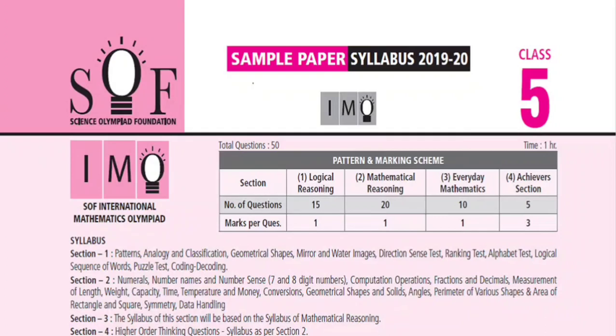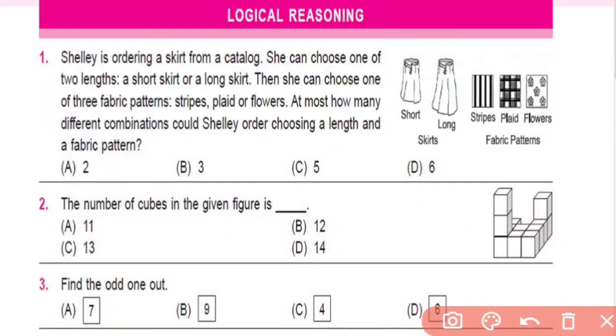Today we will solve a sample paper of IMO for class 5. There are 4 sections: first logical reasoning, second mathematical reasoning, third everyday mathematics, and fourth achiever section. First section is logical reasoning.